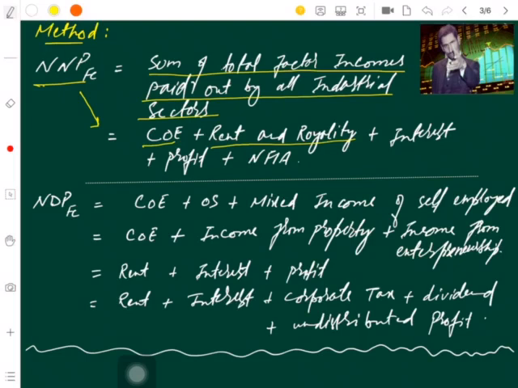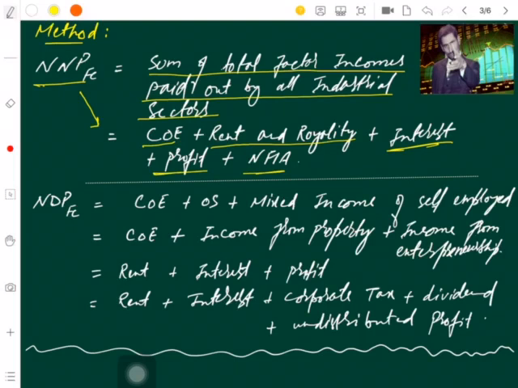So coming back, NNPFC is equal to compensation of employees, rent and royalty, interest paid on the capital, and profits made from entrepreneurship. Profit has got how many parts? Exactly, it comes from the operating surplus. That is income from property and income from entrepreneurship. Income from property is rent and interest. Income from entrepreneurship is corporate tax, dividend, and undistributed profit, as we were doing in the previous flowchart just now. And plus NFIA, that is net factor income from abroad.